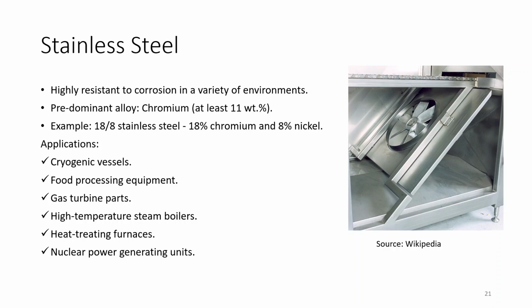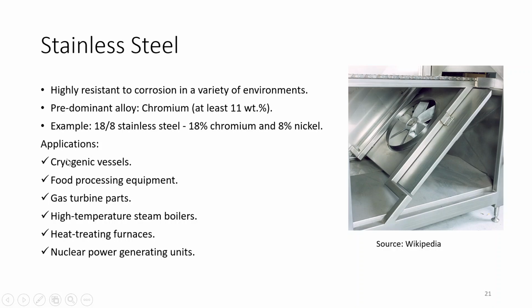Okay, so next we have stainless steel. It is very highly resistant to corrosion in a variety of environments. We covered tool steel. Stainless steel has chromium as the predominant alloy, and to balance this chromium we also add nickel. Chromium will be up to 11 weight percent, and 6 to 8% nickel. One example is 18-8 stainless steel, in which you have 18% chromium and 8% nickel.